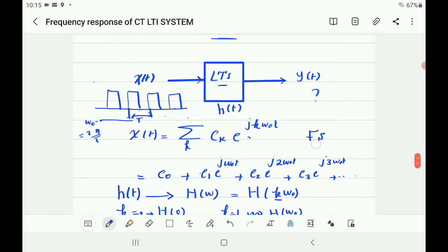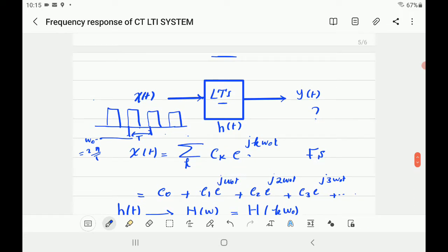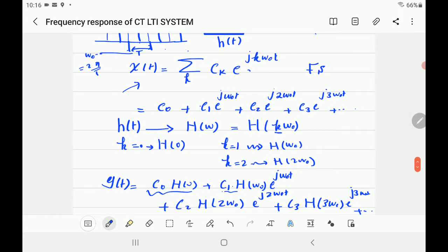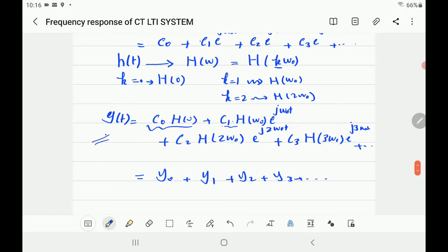So simply, in this problem, if the input is periodic, you express it as a series of harmonics or components using Fourier series, and here we use the exponential Fourier series. Also, since the system is a linear time invariant system, you use superposition. What does superposition mean? It means you apply each input separately, find the corresponding output, and in the end you sum them. That's how you apply superposition.